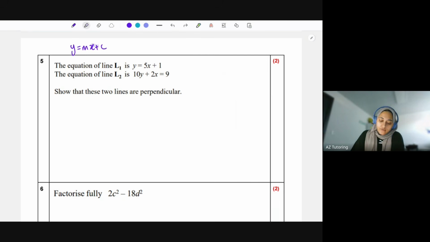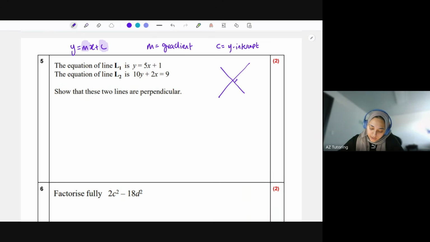So remember, from the y = mx + c line, m is the gradient, so the slope of the line, whether it's steep, not steep, and so on. And c is the y-intercept. So to prove that two lines are perpendicular to each other, i.e. they meet at a right angle, we need to show that the gradient is the negative reciprocal of each other for both of these equations.